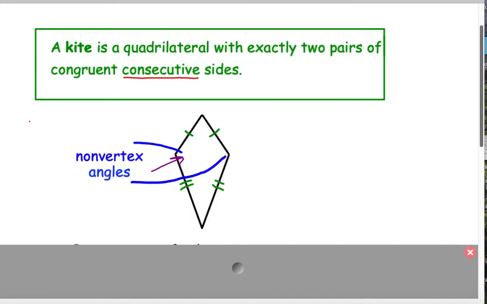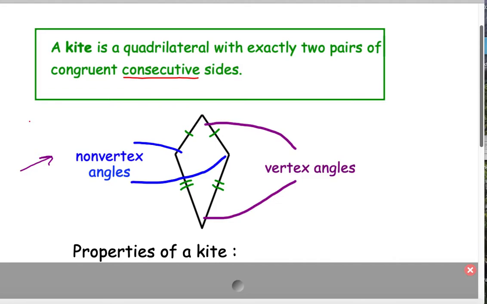Now we have non-vertex angles. Those are these two angles here between the two sides that are not equal. And then we also have the other angles are called vertex angles, and those are the angles that are between the congruent sides. So those two sides and these two sides in between there. Let's look at some properties for a kite.